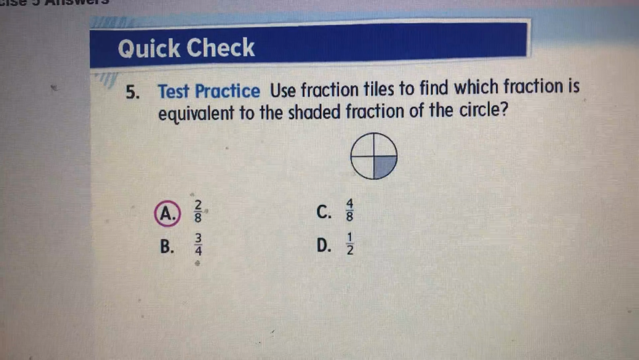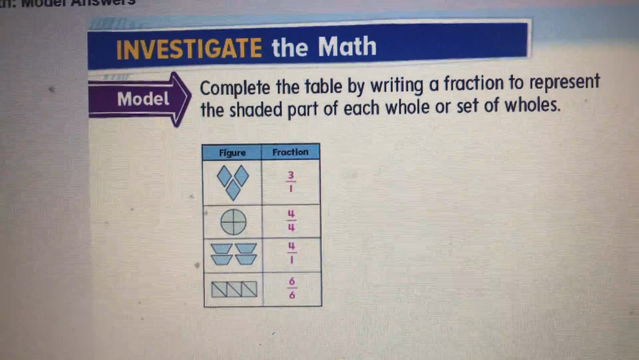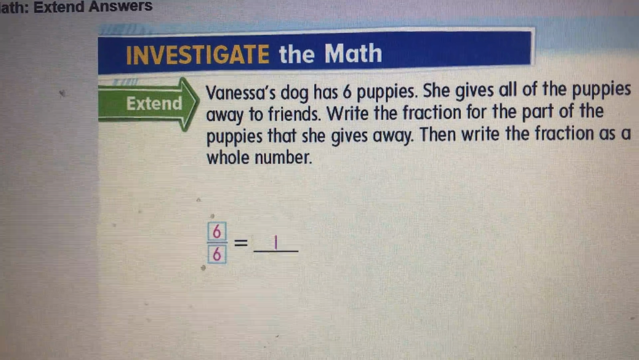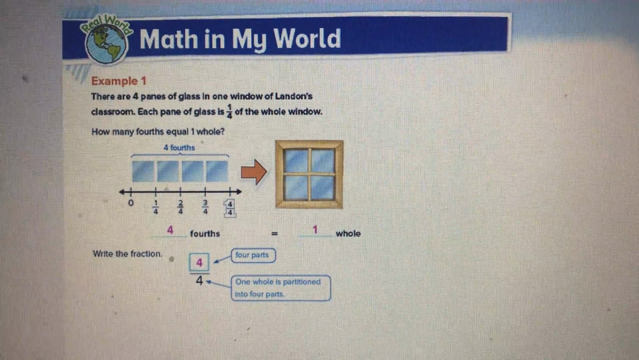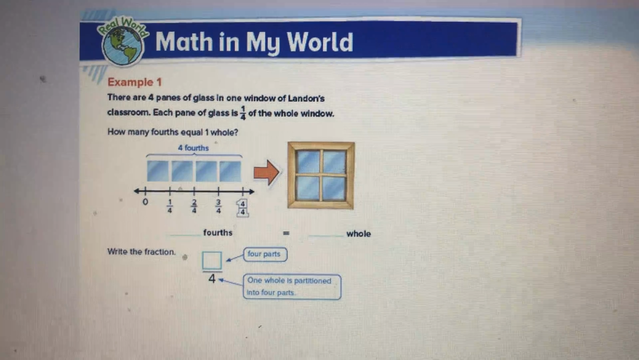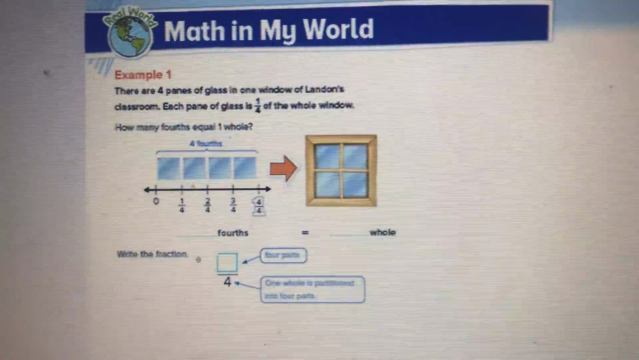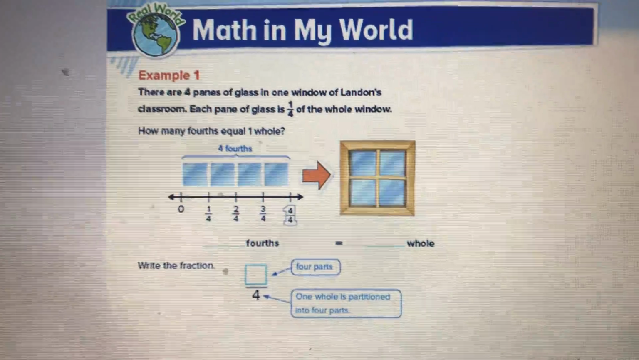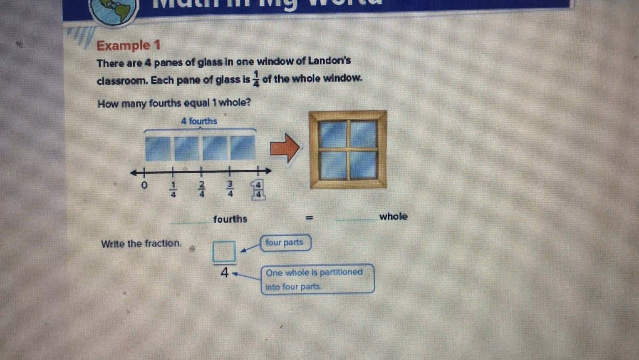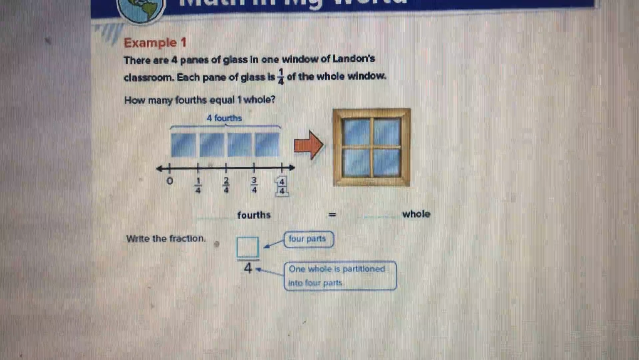Okay, today we're going to move on, like I said, to page 607. So get to page 607. We're going to model the math in my world, sorry. And it says, there are 4 panes of glass in one window of Landon's classroom. Each pane of glass is 1/4 of the whole window. So they want you to look at this.